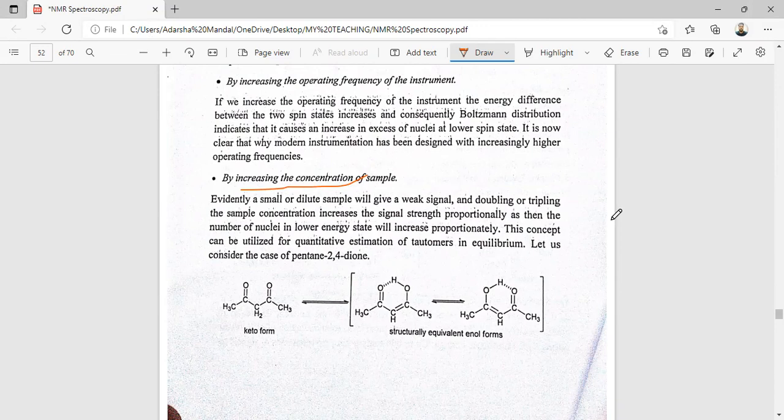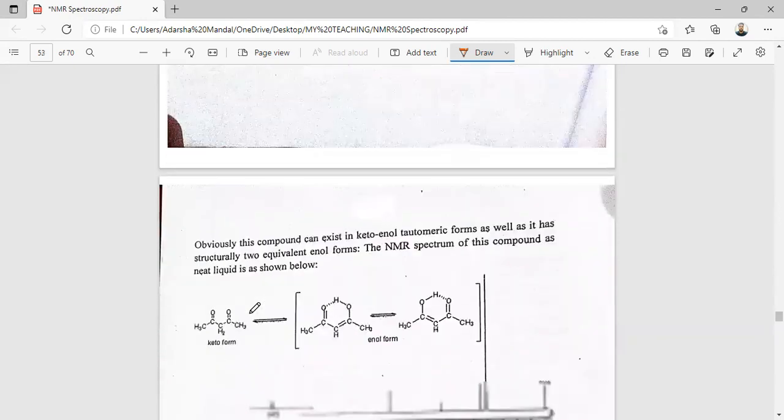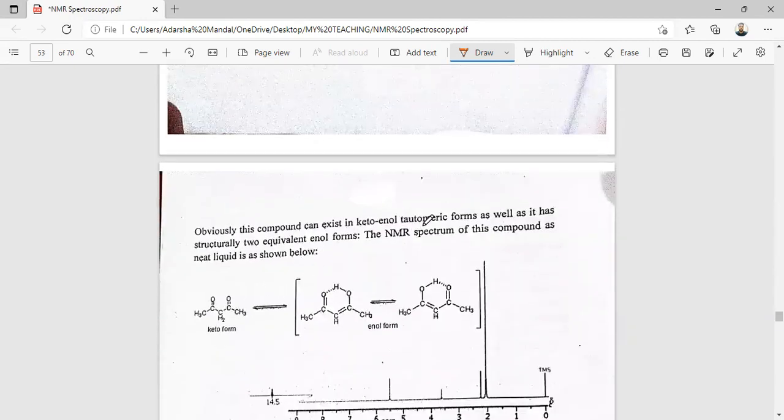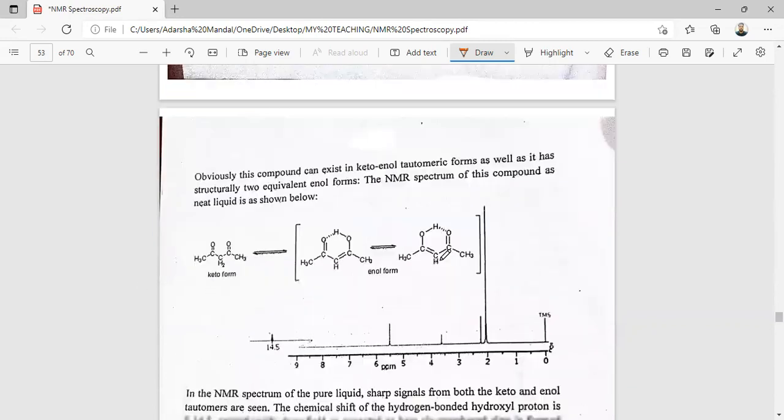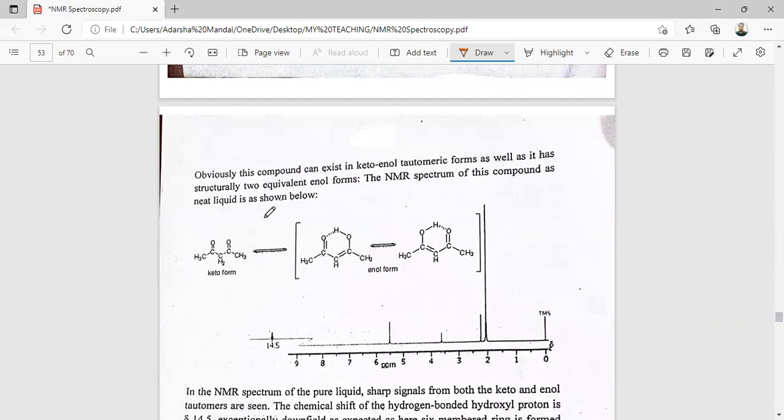So let us consider the case of pentane-2,4-dione. It is in the keto form, and it can also be in the enol form, which is a structurally equivalent enol form. Obviously, this compound exists in keto-enol rotameric forms, including the structurally equivalent enol form. The NMR spectrum of this compound as a neat liquid is as follows.